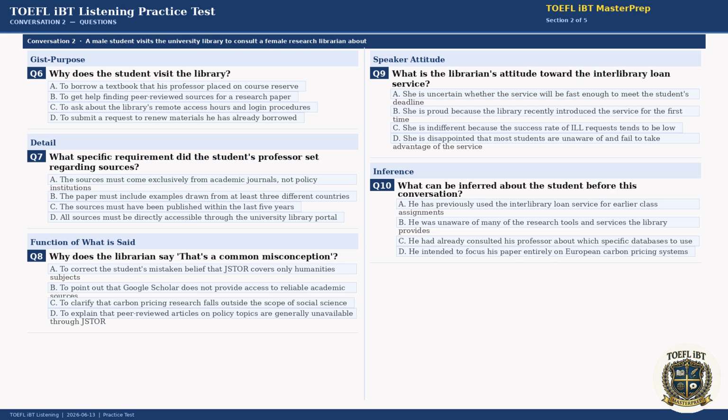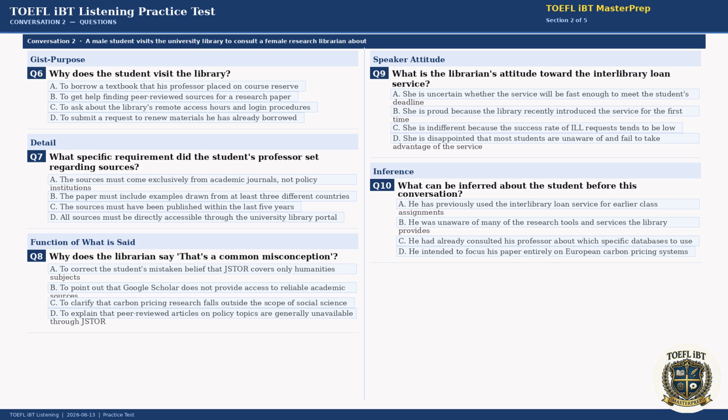Now listen carefully and answer the questions. Hello, excuse me. Are you the research librarian on duty? Yes, I am. I'm Patricia Gwynn. How can I help you today? Hi, I'm James. I'm a sophomore in the Environmental Studies program, and I'm working on a research paper about carbon pricing policies in different countries. My professor wants us to use at least 8 peer-reviewed sources, and I'm really struggling to find enough relevant material.